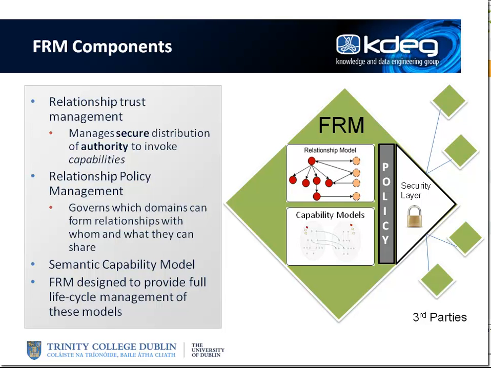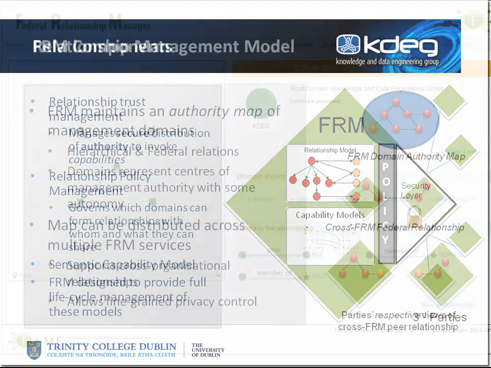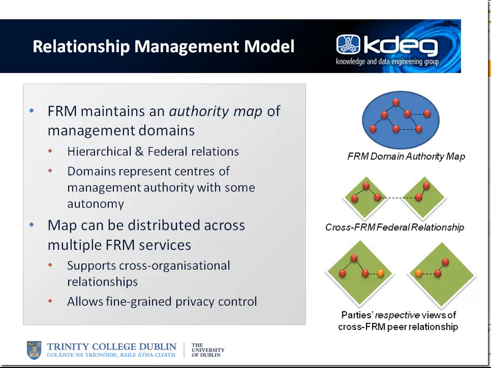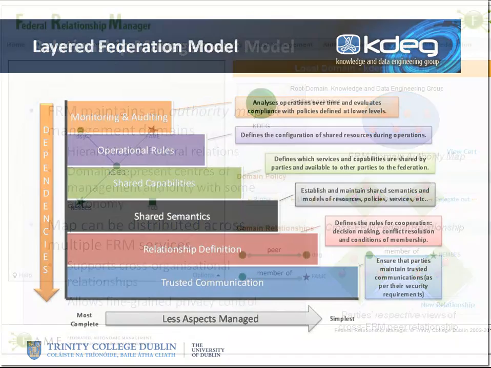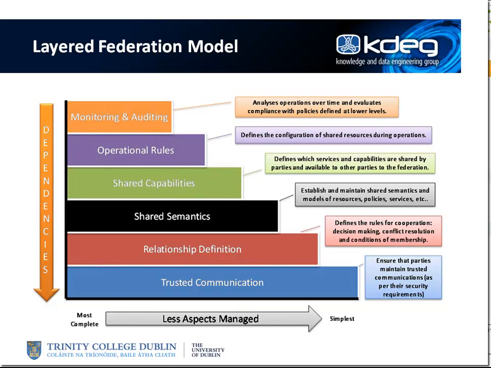The FRM allows administrators to share fine-grained access and management rights between domains in a flexible and secure manner. It also provides tools to help human managers to visualize the relationship between domains and the resources that are shared through those relationships. The scope of the FRM is based on the layered federation model, an abstract model which describes the various concerns that must be addressed by a practical cross-domain management solution.